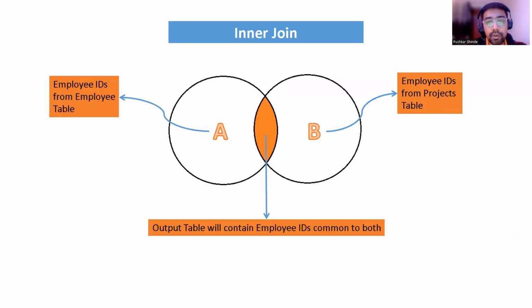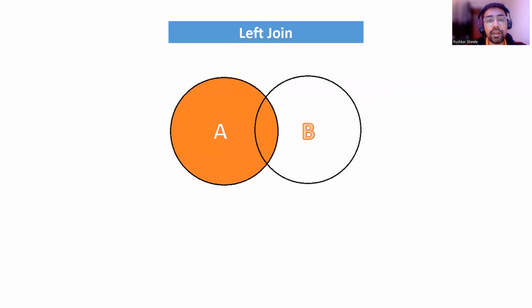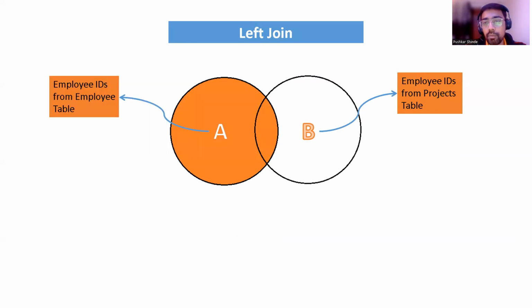Okay. The highlighted part here is the output table, or the employee IDs that will come as a result of the inner join. Okay. The next type of join is the left join. Here the basic theory remains the same, that is, set A contains employee IDs from the employee table and set B contains employee IDs from the project table. So now the difference comes in the columns that are joined. In a left join, the resultant table will contain all the employee IDs from the employee table, irrespective of whether they are available in the project table or not. So it doesn't matter if some employee IDs are not there in the project table.